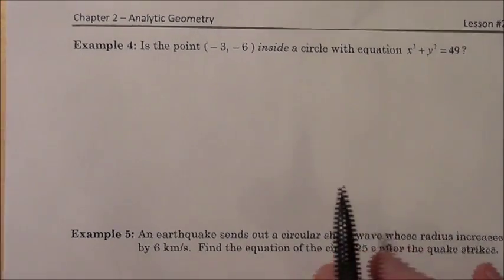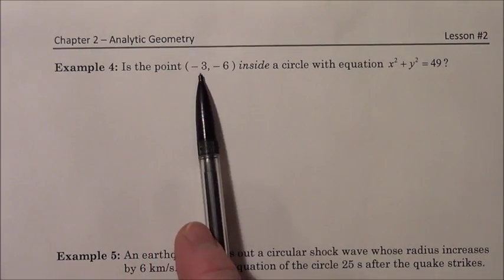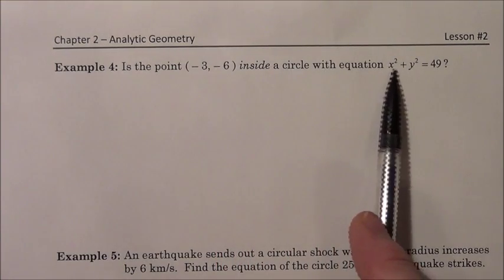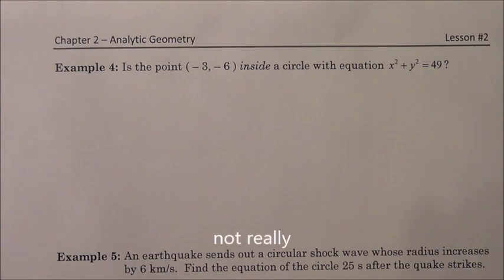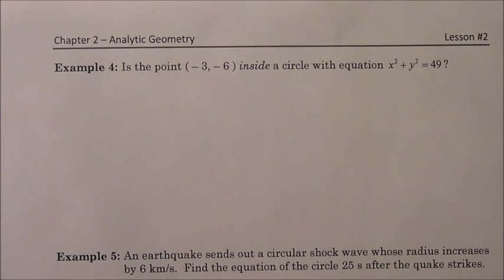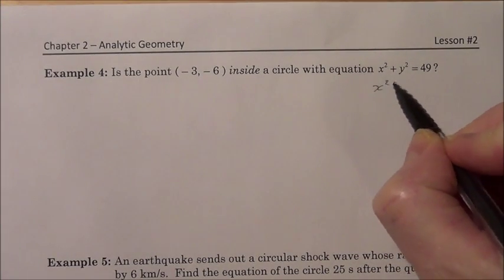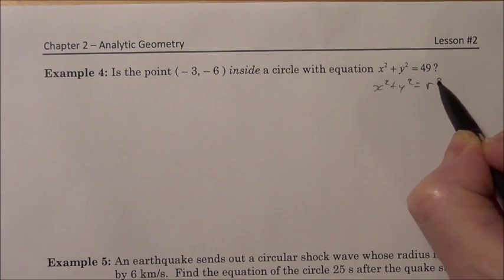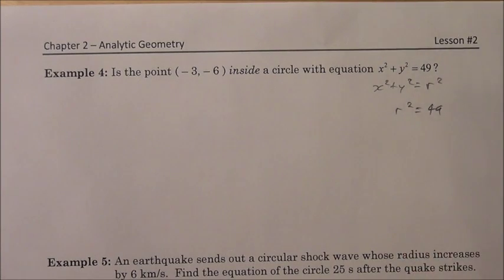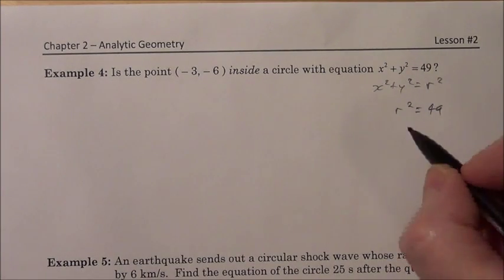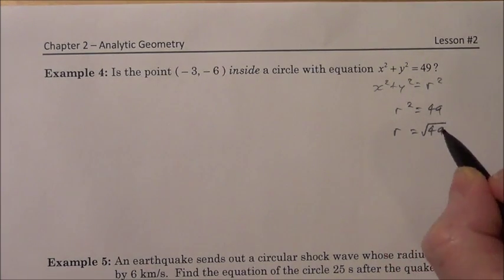Okay, so now let's look at example 4. We want to know, is the point negative 3, negative 6 inside the circle with equation x squared plus y squared equals 49? Well, that's very interesting. Let's take a look at the general formula of the equation of the circle, and we know that it is x squared plus y squared equals r squared. So that means that r squared equals 49. And if we try to find the radius, r equals the square root of 49.